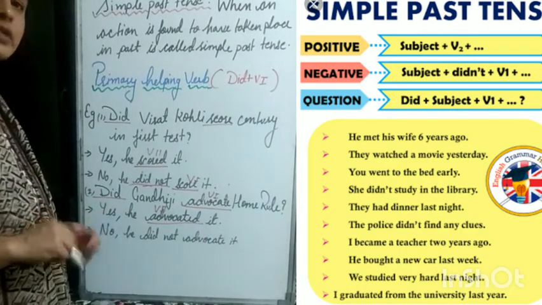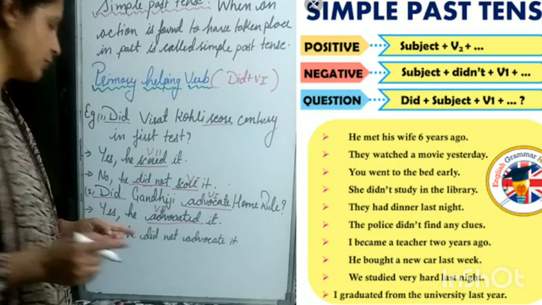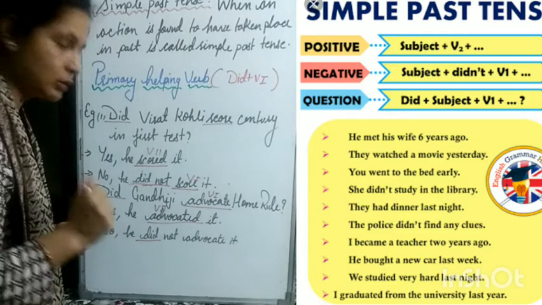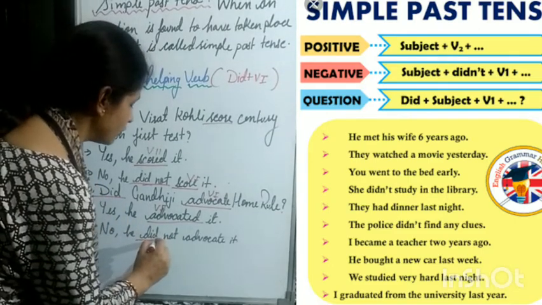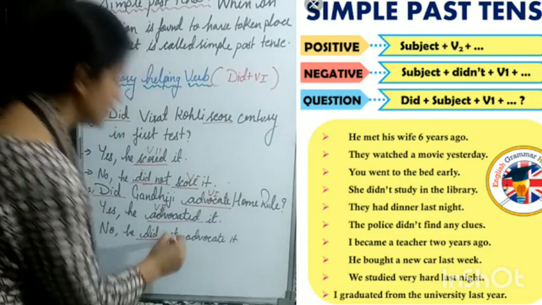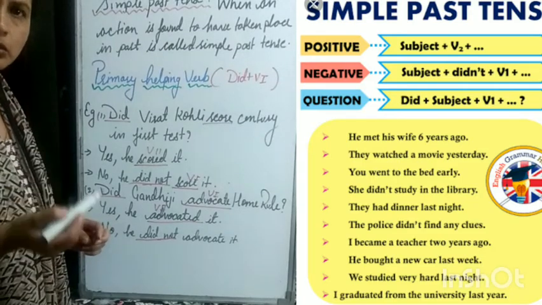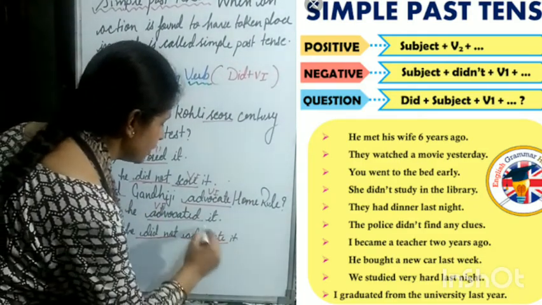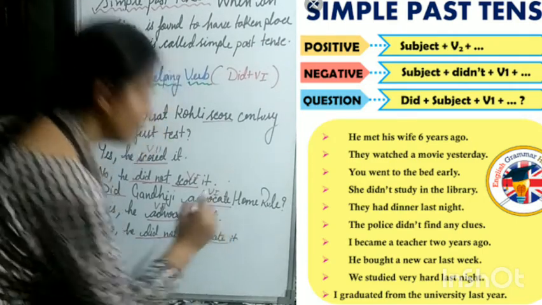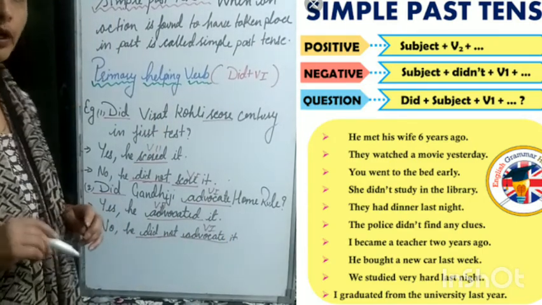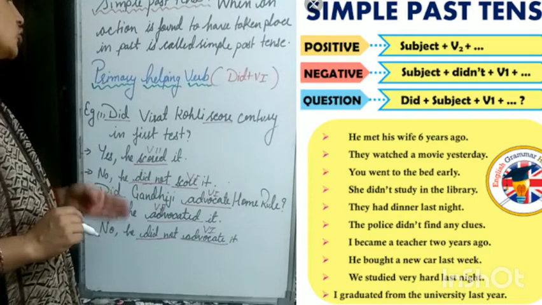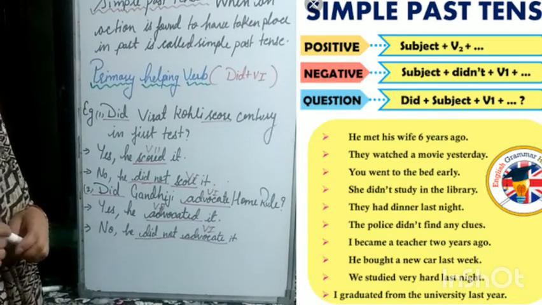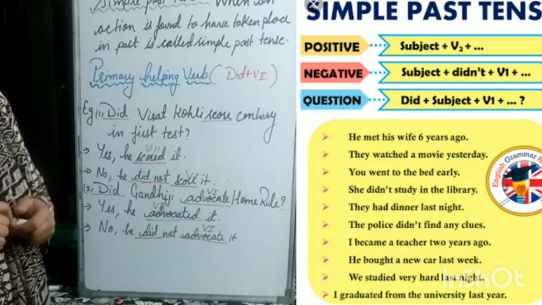So "no" shows us a negative remark. Here we have used "did", that is the second form of "do", and with "did" we have to use "not" after it, and with "did not" we use the first form of the main verb. So in this manner, children, we can differentiate with the help of helping verbs.